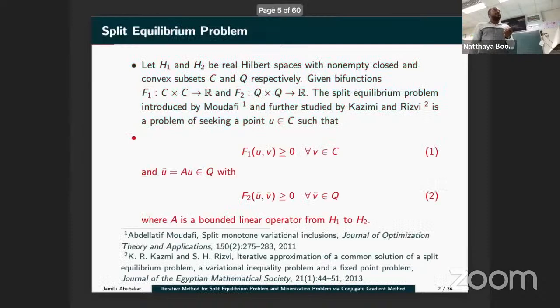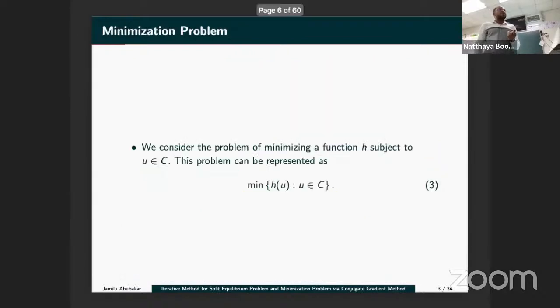So the problem is given as that. You can see, if you look at equation 1 here, we are seeking to find a point U in C such that this is satisfied. And also at the same time, the image of that point is also solving another equilibrium problem. If you look at it, these are two equilibrium problems. That's why it's called split. One is in C and the other one is in Q, which were related by this linear transformation from H1 to H2.